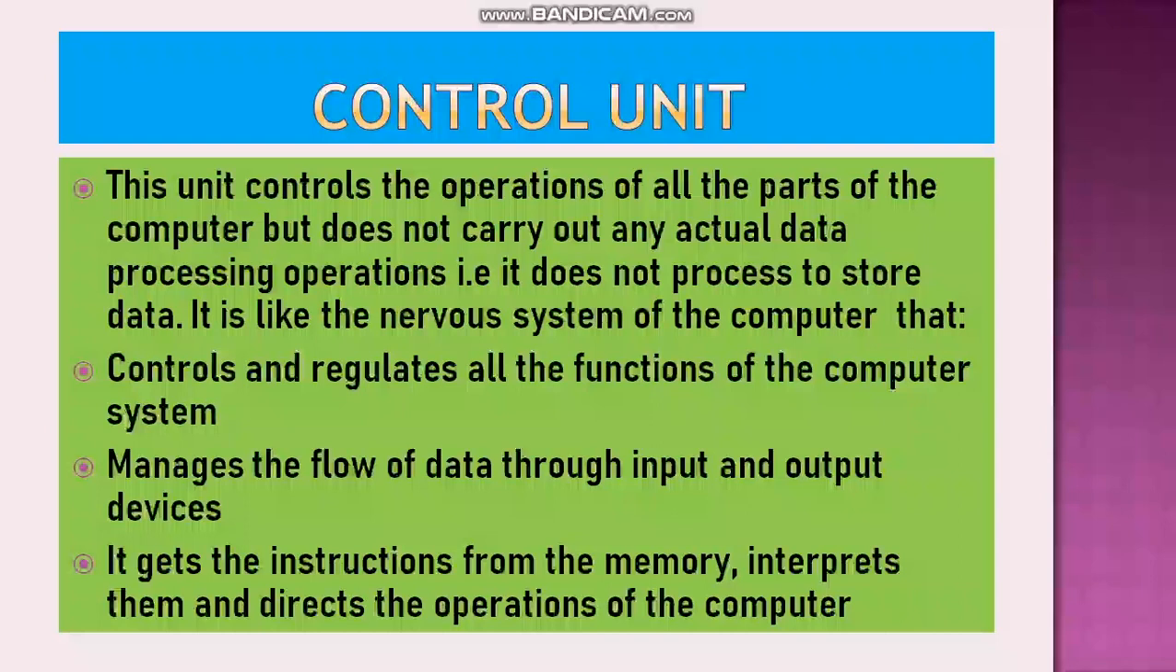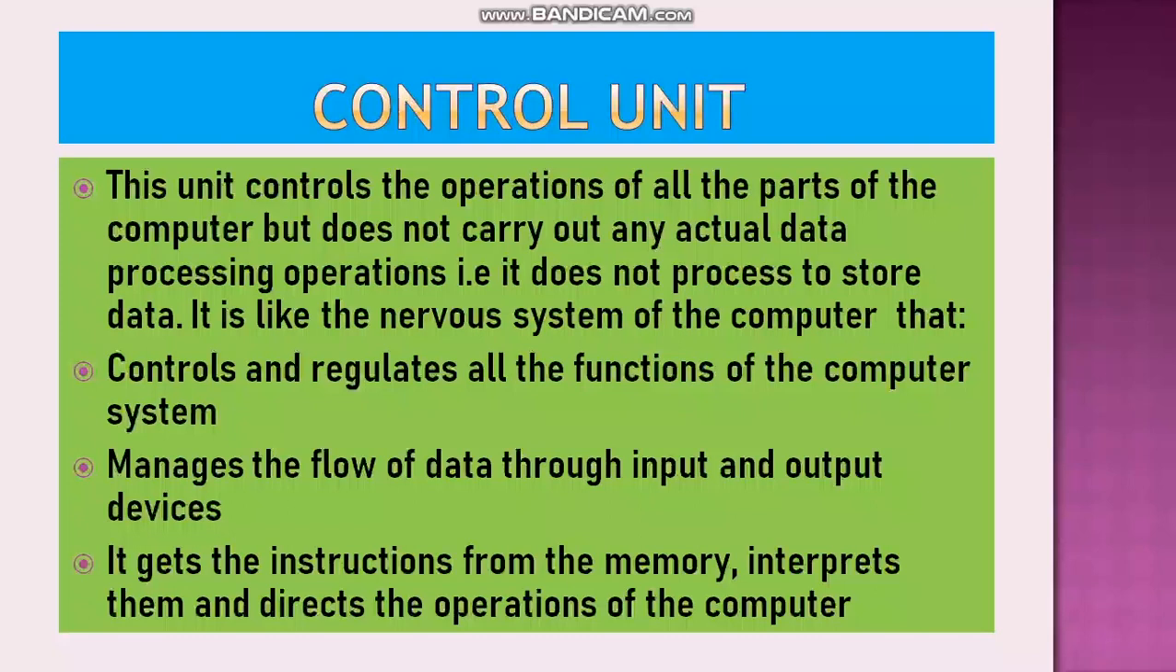Next, control unit. This unit controls the operations of all the parts of the computer but doesn't carry out any actual data processing operations like the ALU. It does not process or store the data either. It is like the nervous system of the computer. It only controls and regulates all the functions of the computer system. It manages the flow of data through input and output devices: what data is coming, how to process it, and how it will be given to the output devices.